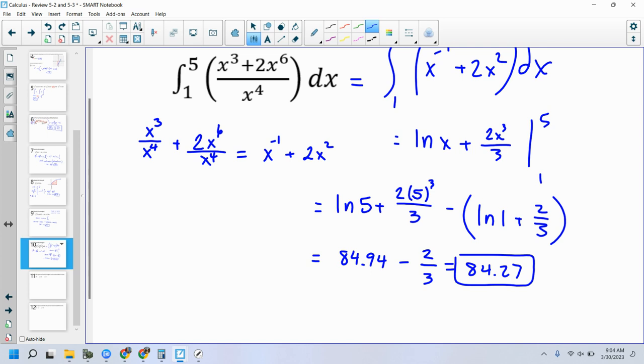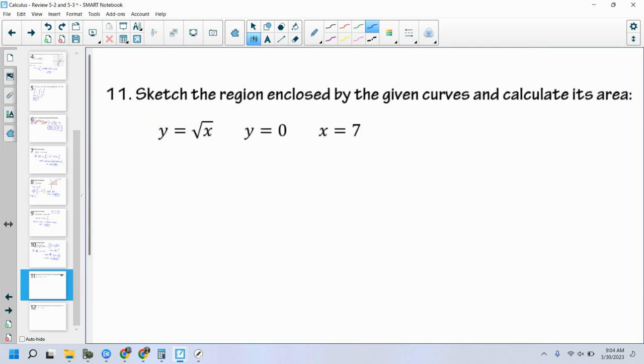Alrighty. Last two problems, very similar. Sketch the region enclosed by the given curves and calculate its area. The hard part here is not only figuring out what it looks like, but also how to transfer what it looks like into an integral, and then evaluate that integral on top of it. So a lot of things going on here.